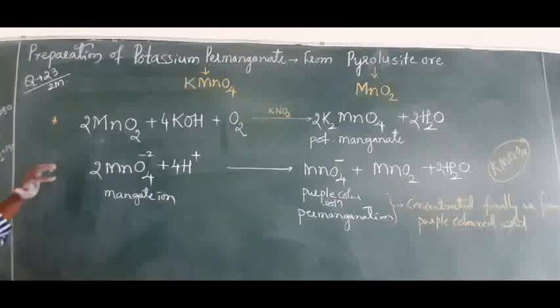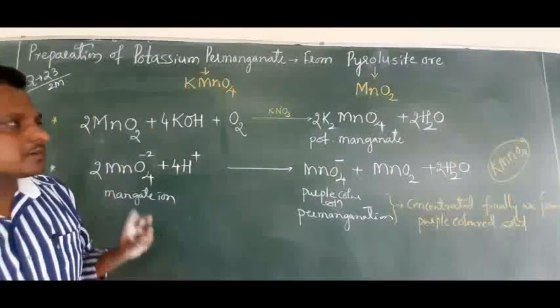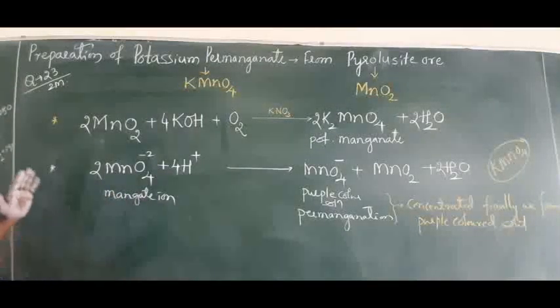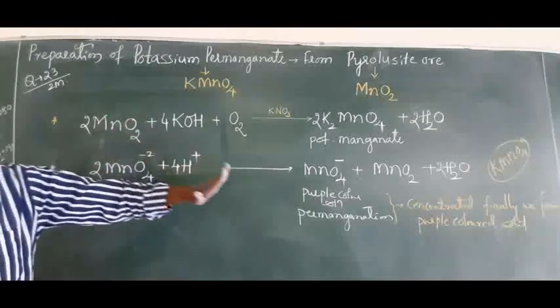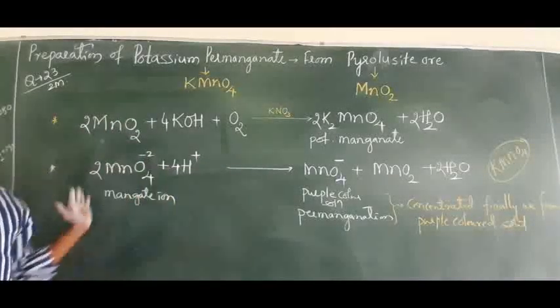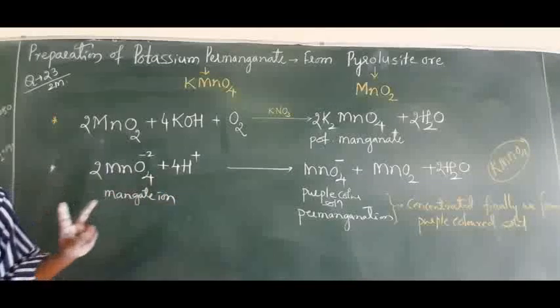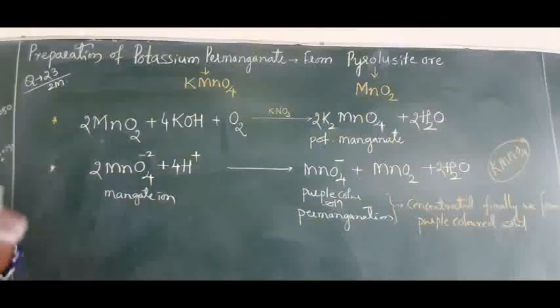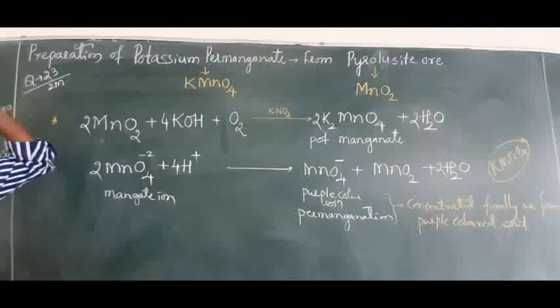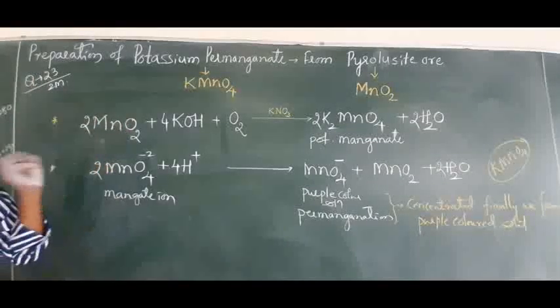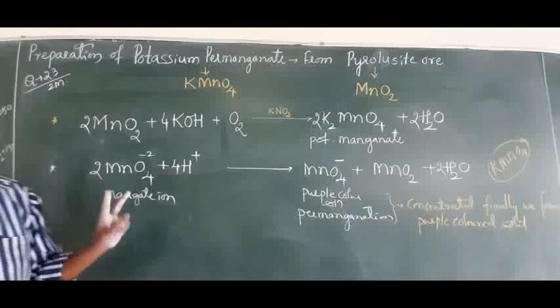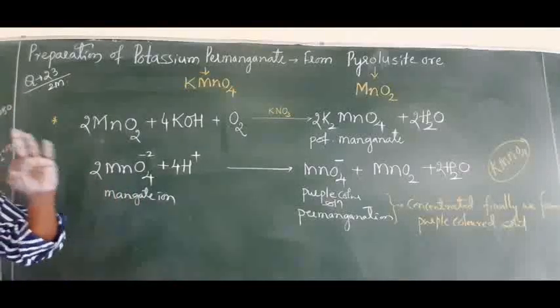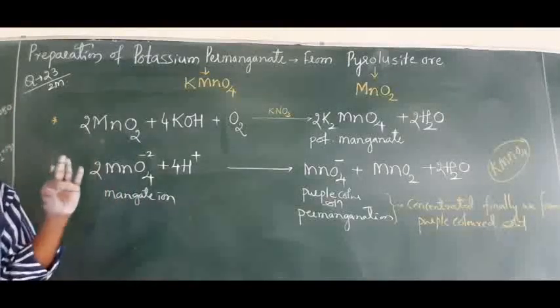Friends, already we know from the last video, in this chapter, we have two important preparations. One is KMnO4 and another one is K2Cr2O7, permanganate and dichromate. Among these, they ask one important question, question number 23 in your examination. Keep practicing these two preparations. We earn 3 marks fixed for the annual examination.